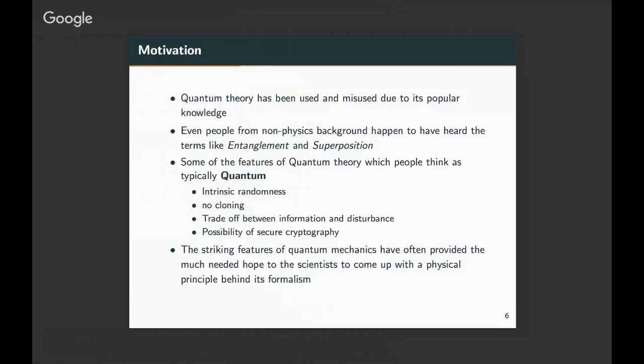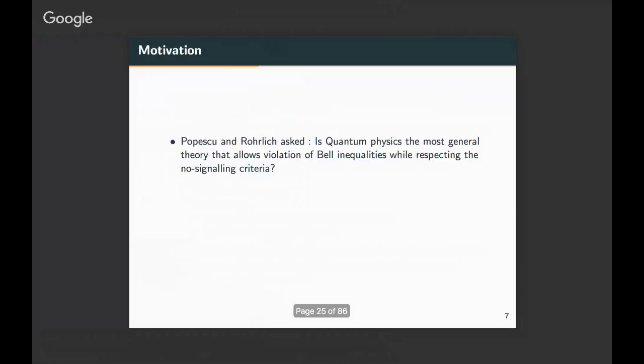But the striking features of quantum mechanics have provided hope to scientists to come up with some physical principle based on the formalism. So can we use intrinsic randomness or, say, the no cloning theorem as the fundamental principle which can help us derive quantum theory? So people try to come up with such things.